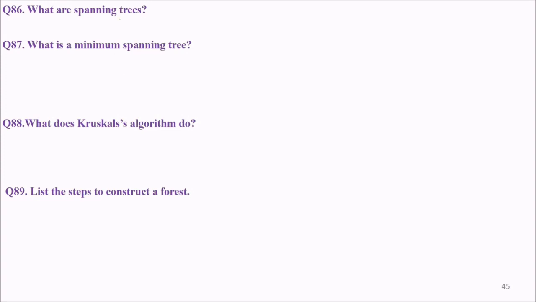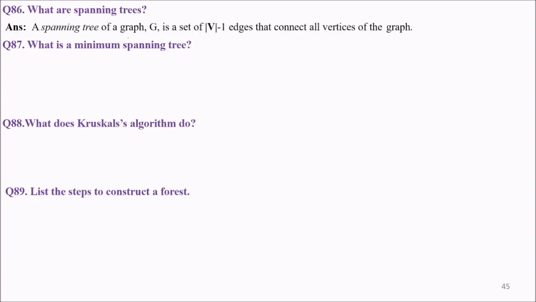What are spanning trees? A spanning tree of a graph G is a set of V minus 1 edges that connect all vertices of the graph. So all vertices are connected without repeating them. A spanning tree is formed from the graph G.